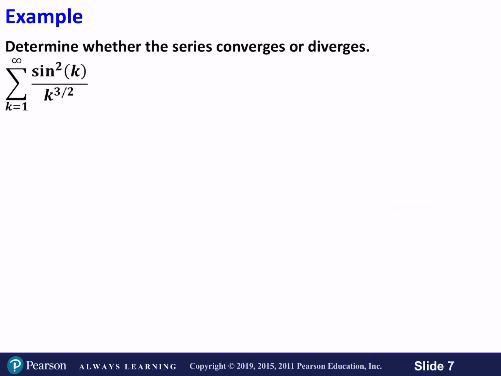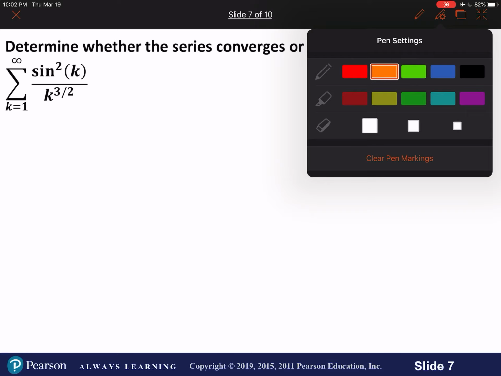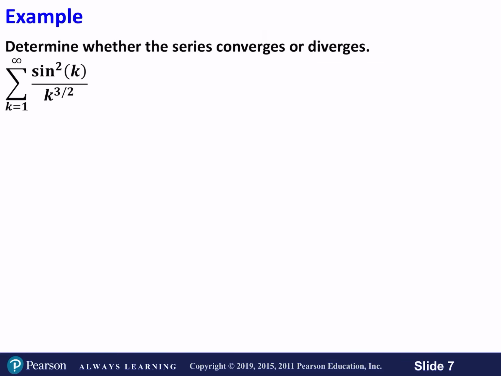Next, we're going to determine whether this series converges or diverges. We have the sine squared of k divided by k to the 3/2 power. So, there are a few things to consider. First of all, if we started by trying to do the divergence test, we would actually get no conclusion. The reason being is because the limit of sine squared of k over k to the 3/2 power is just 0. And we can prove that with the squeeze theorem. And since that is 0, that leaves us with no conclusion by the divergence test.